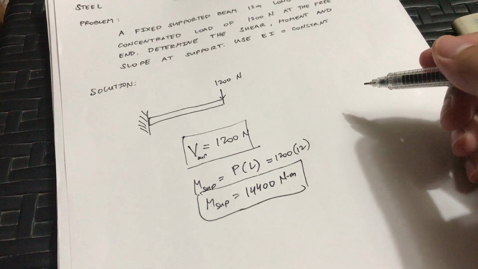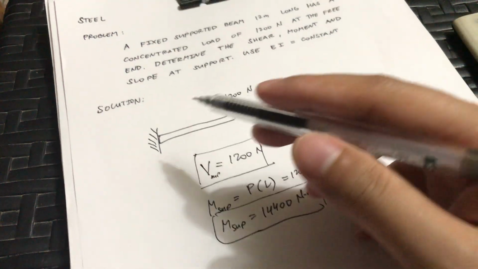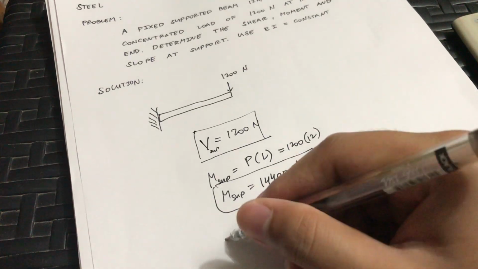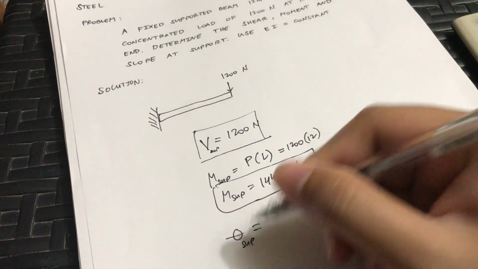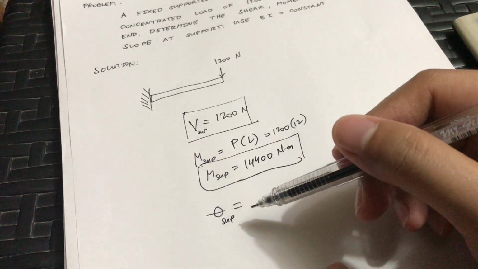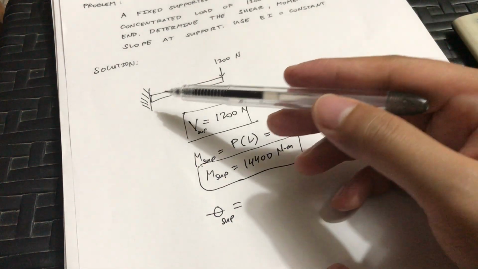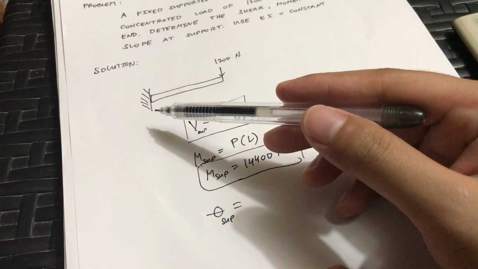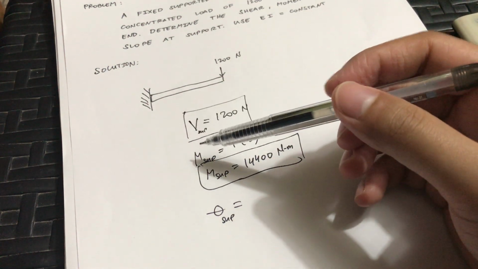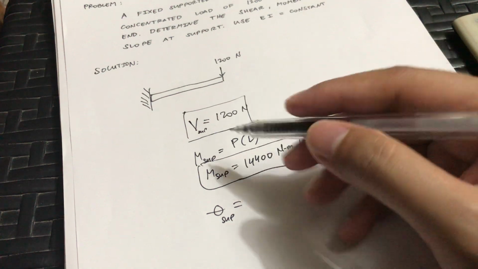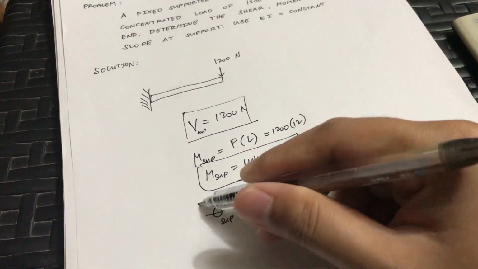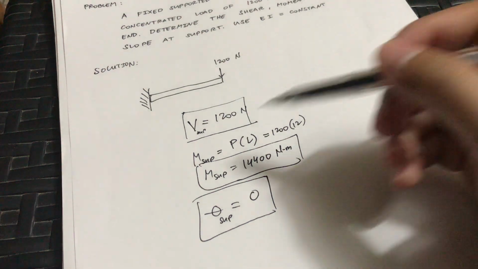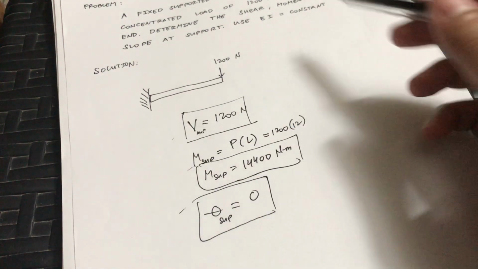And finally, we have the slope. The slope at the support. We need to remember that if this is a fixed support, then it cannot have a value of slope. So the slope is always 0 at a fixed support. So the slope is 0. So we have now these three answers.